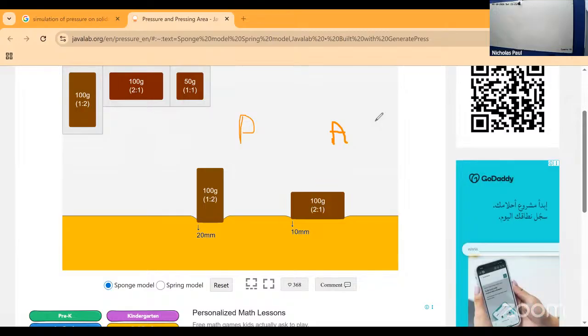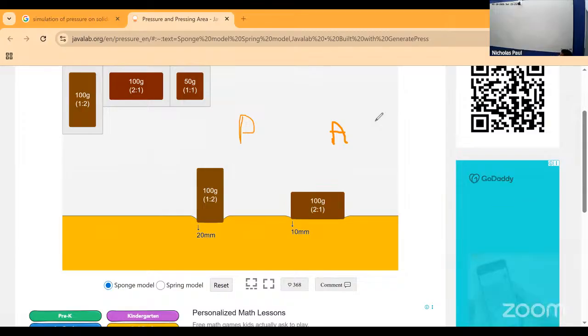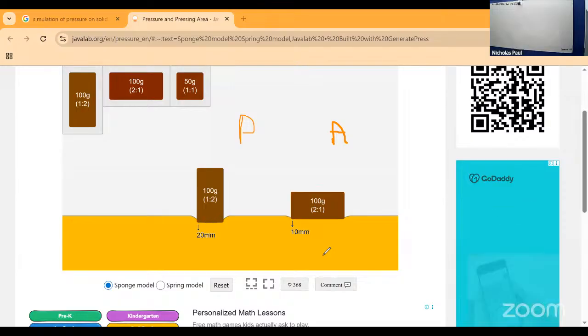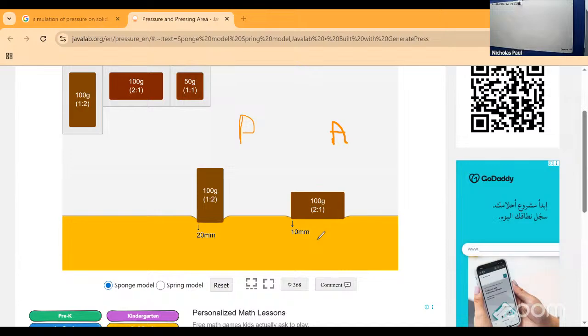Okay, beginning with D and beginning with I. Directly and inversely. Okay, or indirectly. So how is pressure and area related? Directly or inversely? Listen again. The pressure is larger when the area is smaller. Pressure is smaller when the area is larger. How are they related? Inversely, right? So they are inversely related.